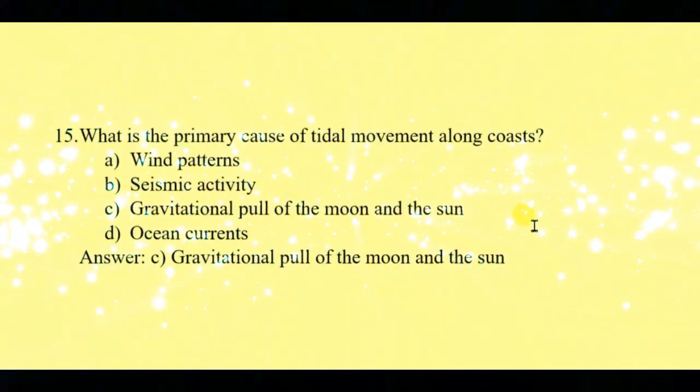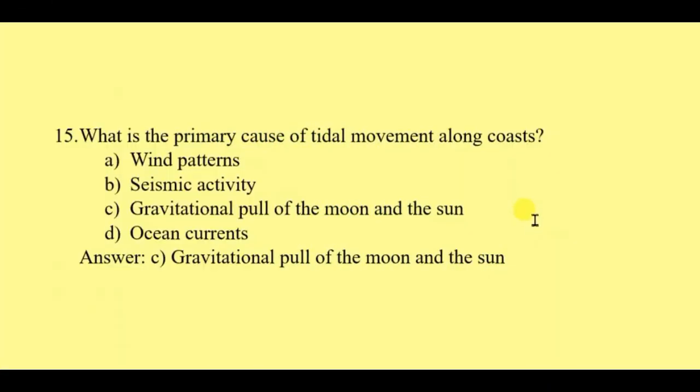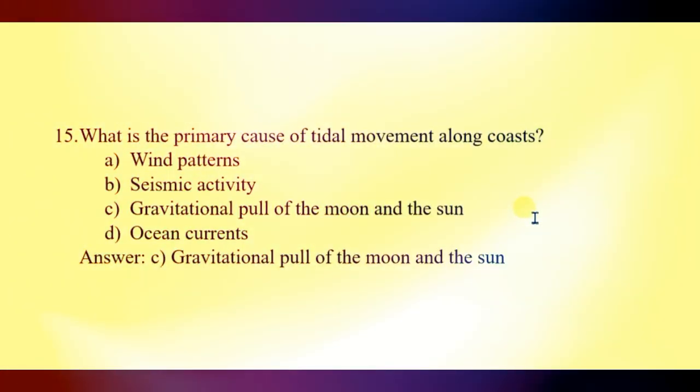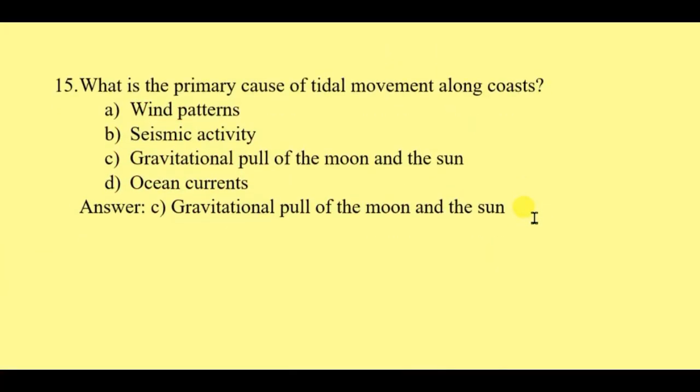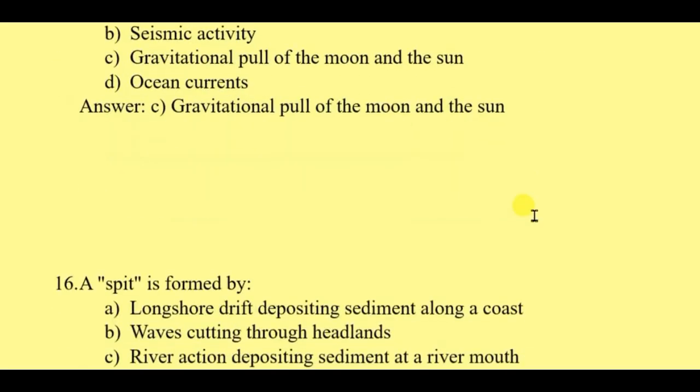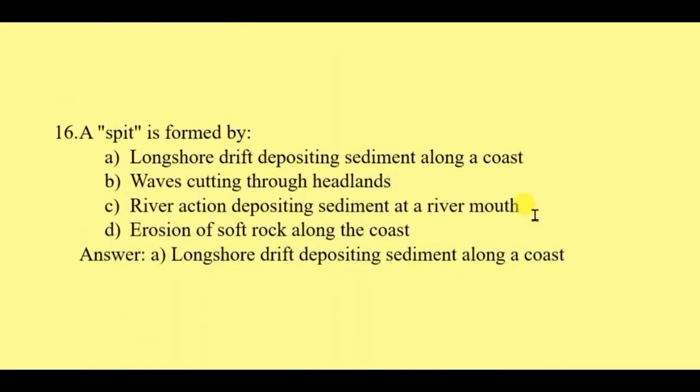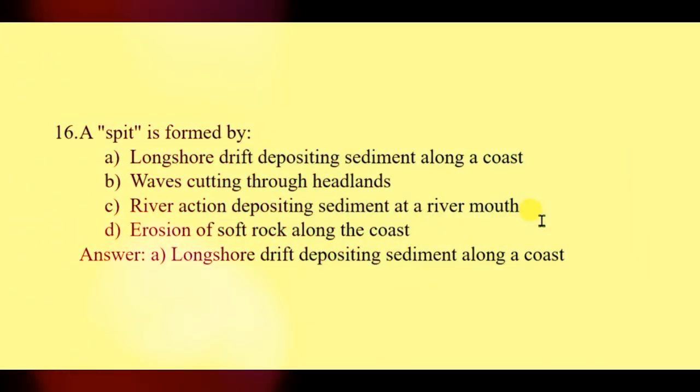Question 15. What is the primary cause of tidal movement along coasts? Wind patterns, seismic activity, gravitational pull of the moon and sun, ocean currents. Here the right answer will be gravitational pull of sun and moon. Question 16. A spit is formed by longshore drift depositing sediment along a coast, waves cutting through headlands, river action depositing sediment at a river mouth, erosion of soft rock along the coast. Here the correct answer will be longshore drift depositing sediment along a coast.